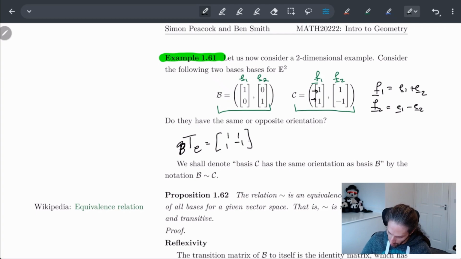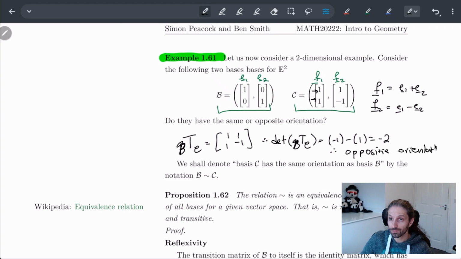And the determinant of this, therefore the determinant of B, C, is equal to -1 minus 1. So it's -2. Therefore, they have opposite orientation. Yeah, so that's kind of nice.